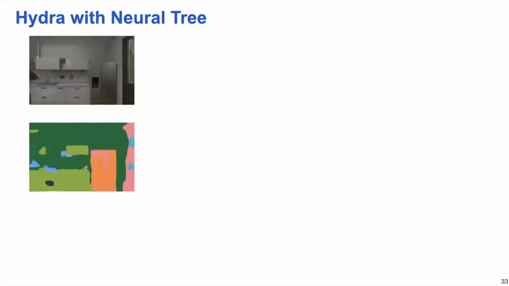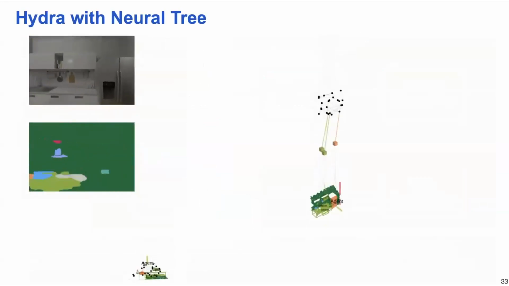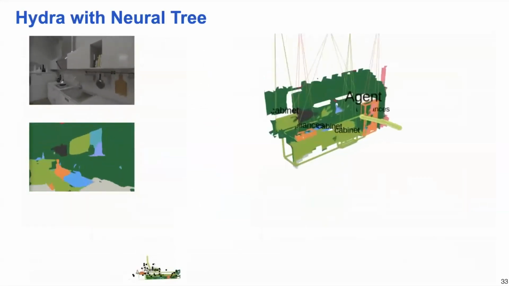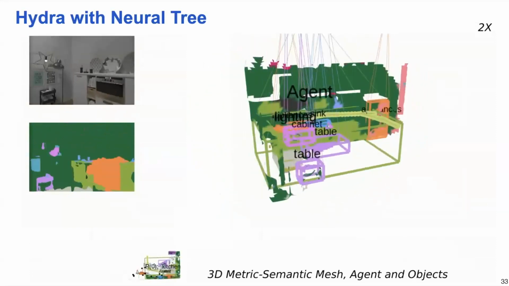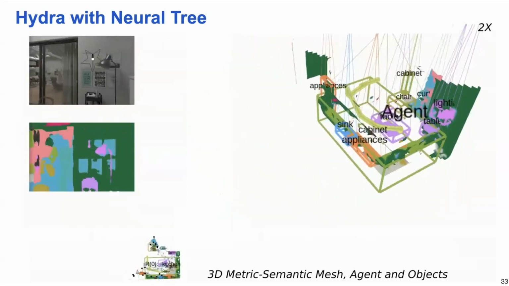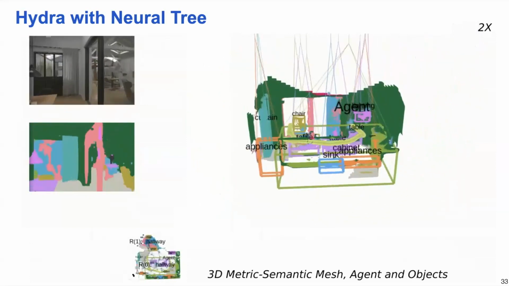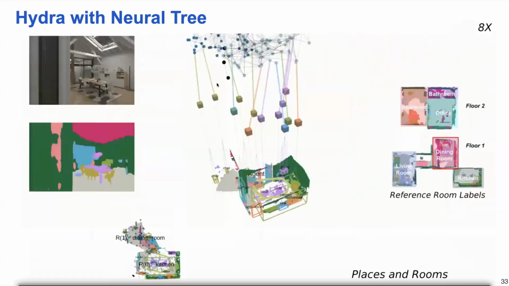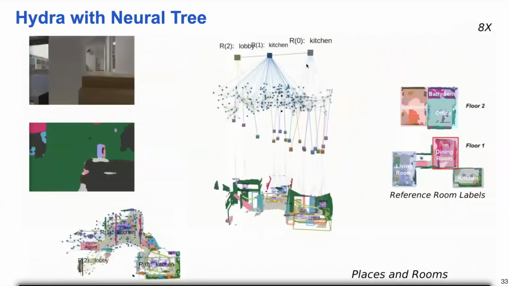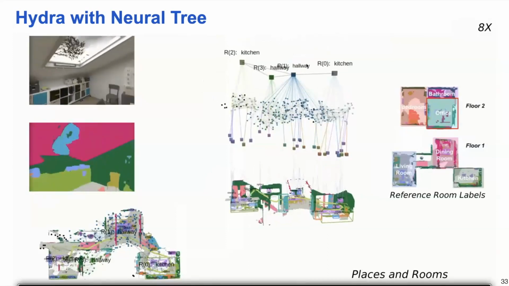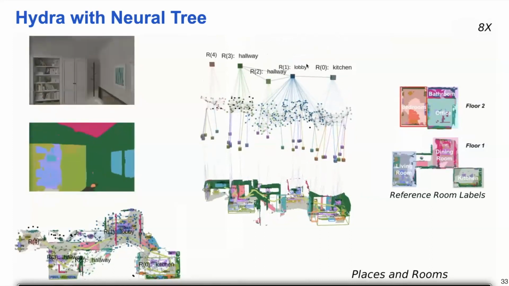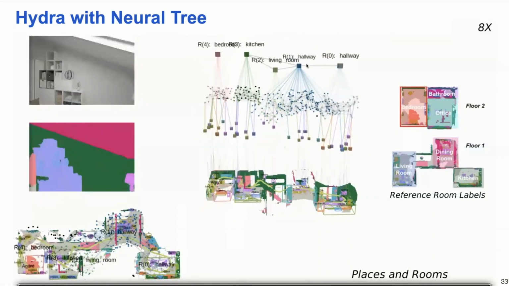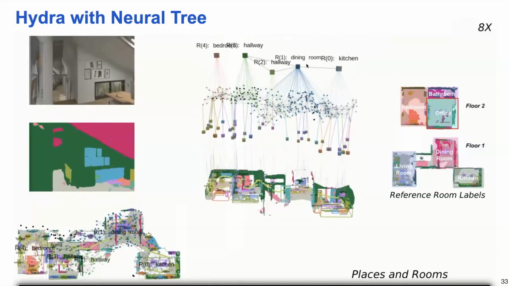Okay, so this is Hydra, which is the real-time construction of 3D scene graphs, implemented with the neural tree. The pipeline is the same, except at the end we have added the neural tree to run in real time, so it's now able to label rooms as well. You can see it has labeled something as kitchen, something as dining room, but it keeps changing because it sees new things and tries to recalibrate what it has inferred.